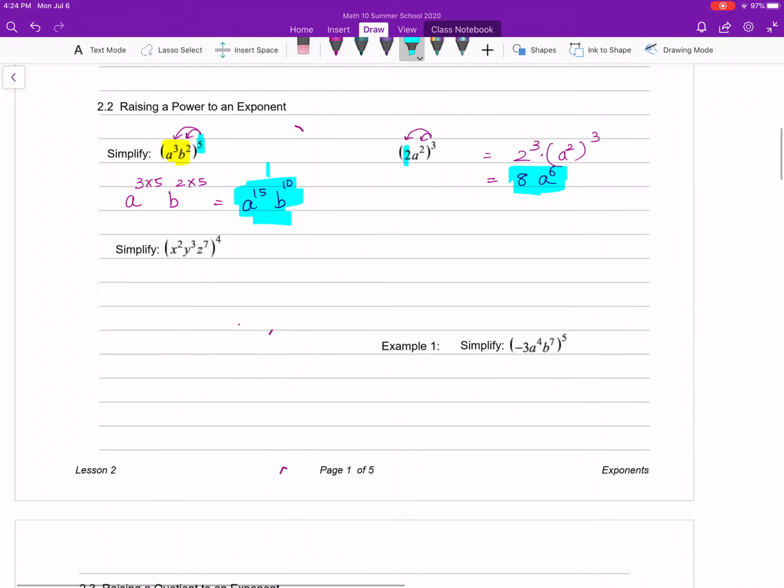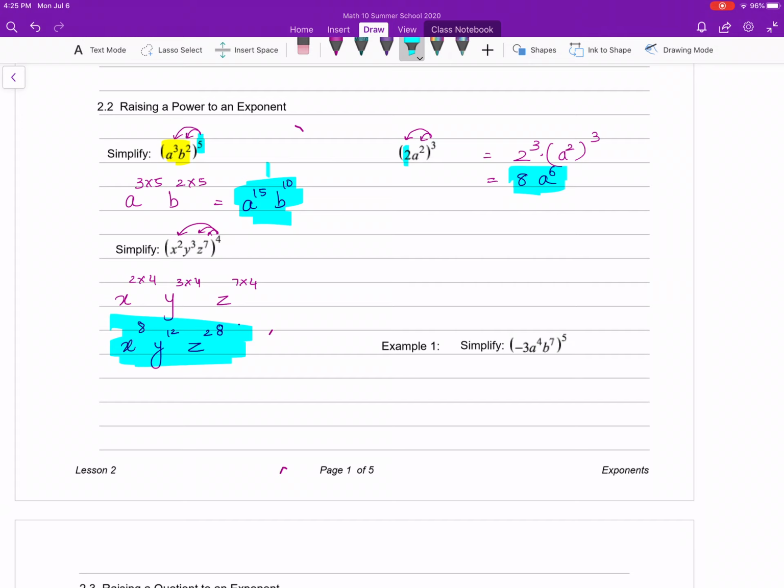Let's simplify next. Again, I'm going to distribute the exponent to everything inside the bracket. So x to the 2 times 4, y to the 3 times 4, and z to the 7 times 4. So x to the power 8, y to the power 12, and z to the power 28. So it's just raising a power to an exponent.